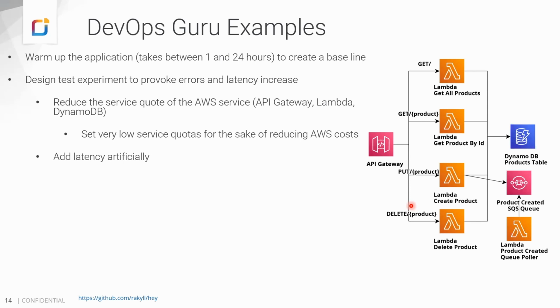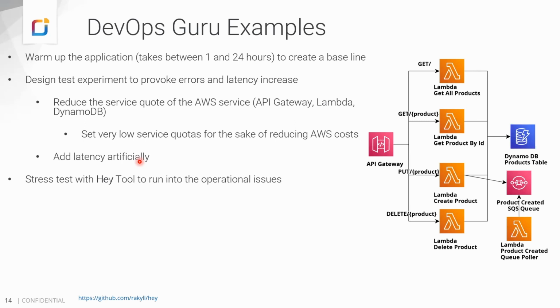To produce all these errors, I reduced the quotas. Each AWS service has its quota. I set very low quotas, so that I could exceed them without spending too much money. And in the case of latency, I simply added some latency. The usual response time was 1 second, and then I added a sleep time of 20 seconds just to see if such incidents may be detected.